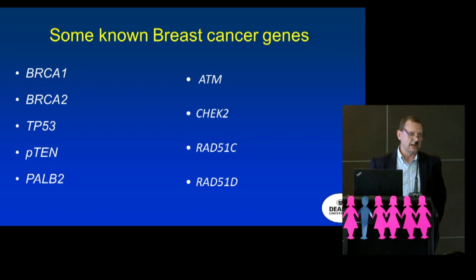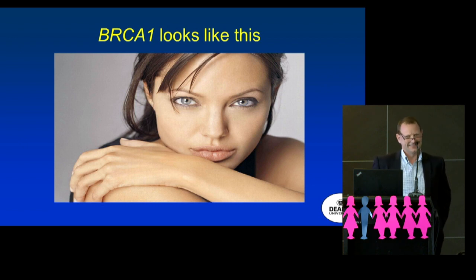So when we're doing genetic testing, we send off a blood sample, 2 teaspoons of blood. We send that off to Peter Mac, they extract the DNA from that, and they test those 8 genes, looking for spelling mistakes in those genes. And that's what BRCA1 looks like.